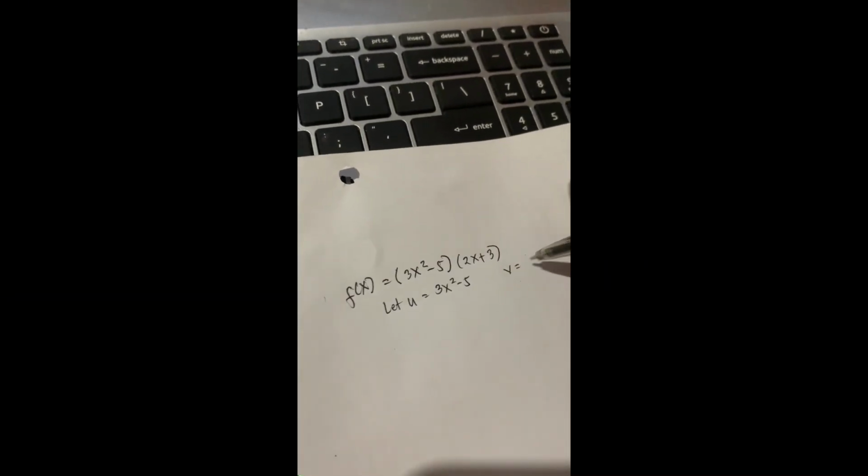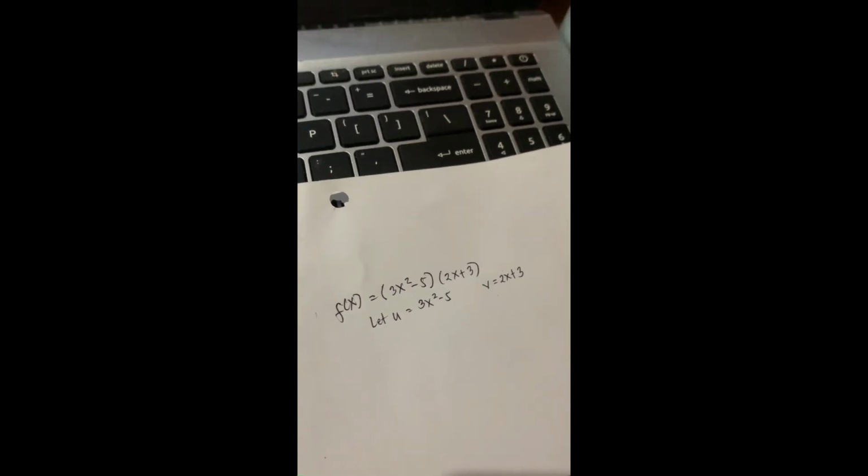Okay, let's move to second example. For example, we have f of x is equal to the quantity of 3x squared minus 5 times the quantity of 2x plus 3. First thing, ang buhaton is mag-let ta. So, let u be katong una nga factor nato, which is the quantity of 3x squared minus 5. Then v ang atong second factor, which is 2x plus 3.